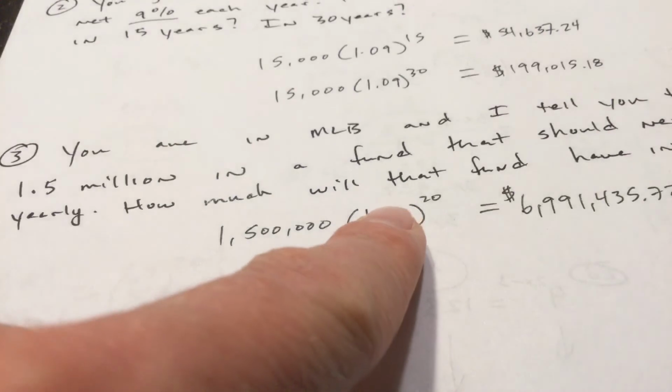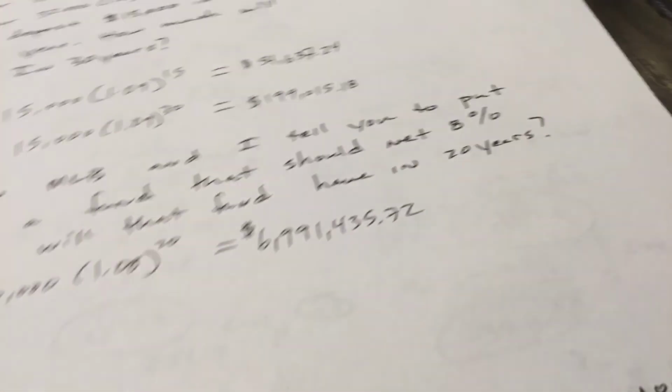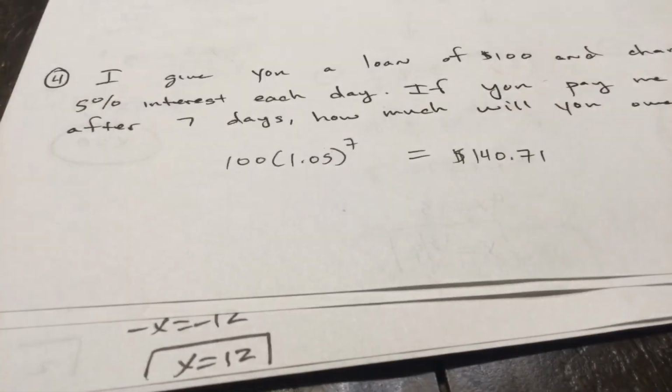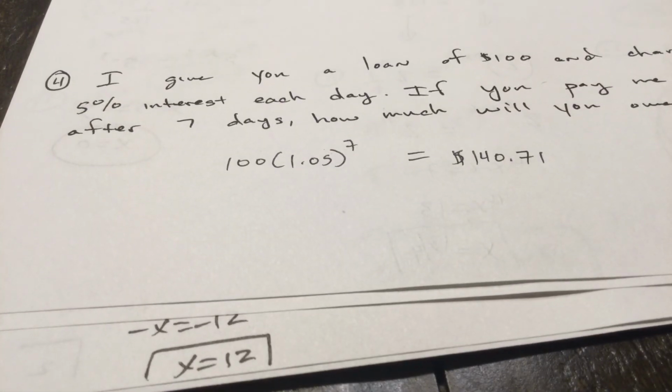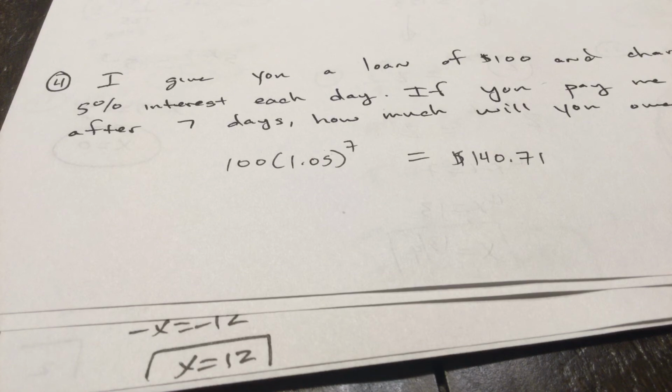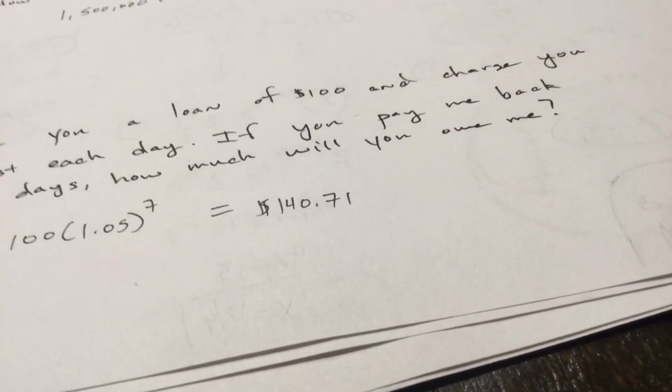Whoa. Put 1.5 million, 8% for 20 years. It's a lot of money. And 5% interest daily after 7 days. You'd have to owe back that.